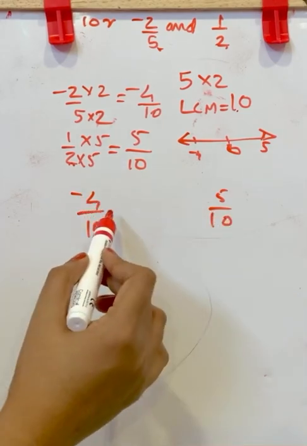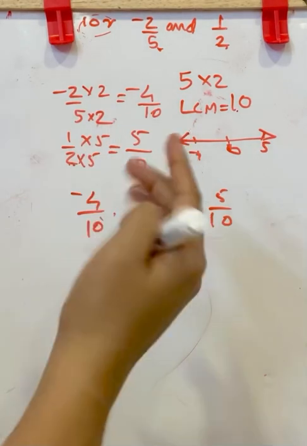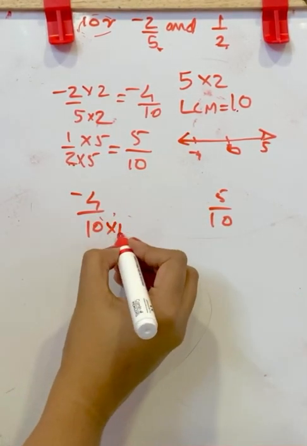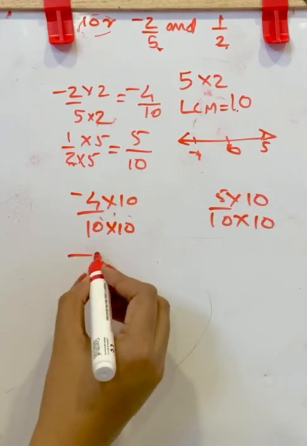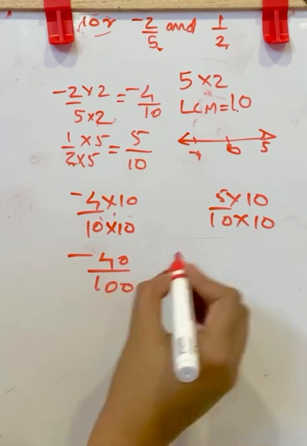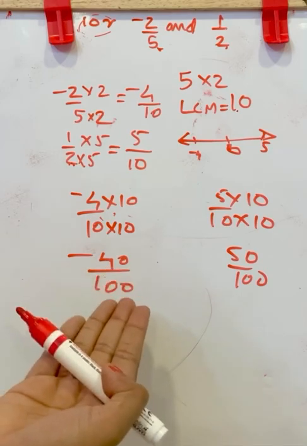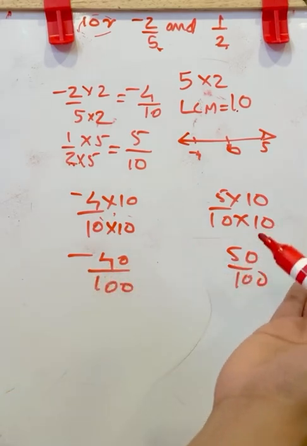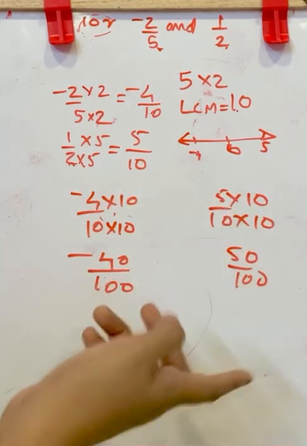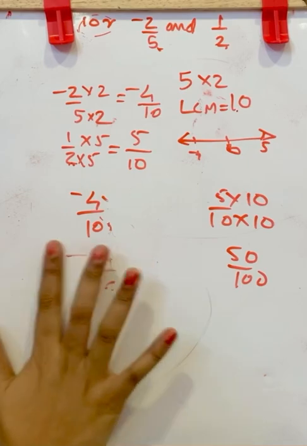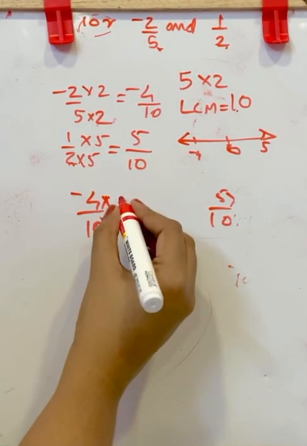That is, if we have only 9 fractions between these and we are asked for 10 fractions, just multiply by 10 to it. Here also 10, here also 10, here also 10, here also 10. Now this becomes -40 by 100 and this becomes 50 by 100. And between -40 by 100 and 50 by 100, there are so many fractions. Either you can use this easiest method, or you can multiply with any digit to make it bigger.